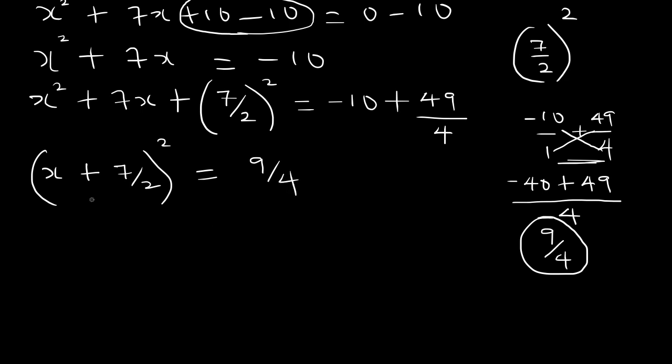Now, x plus 7 over 2 all squared is the same thing as x plus 7 over 2 multiplied by x plus 7 over 2. If we expand this, we are going to get back this expression here, x squared plus 7x plus 7 over 2 all squared. Alright, so we go further.